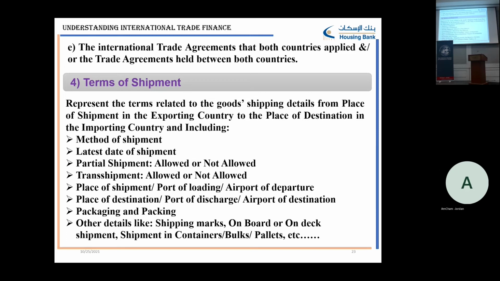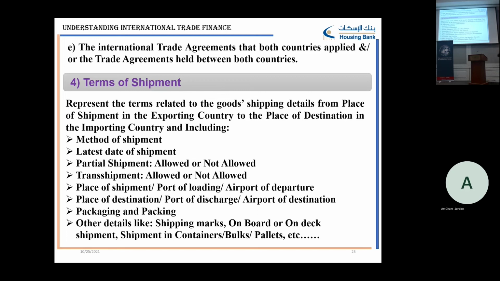Now, terms of shipment. I have to insert the terms of shipment in the contract of sale. What are the terms of shipment related to? They relate to the shipping details of the required goods from the exporting country to the importing country. It includes the method of shipment. In the contract of sale, we have to insert the method of shipment: whether the goods will be shipped by vessel, by multimodal, vessel and truck and plane, or only the plane, only the truck, and so on.